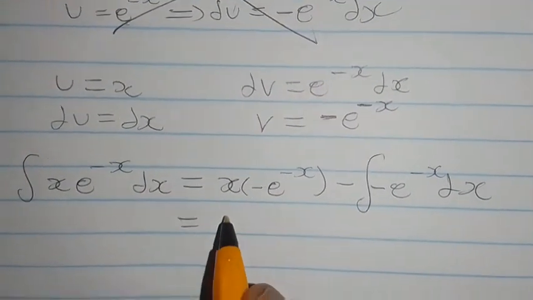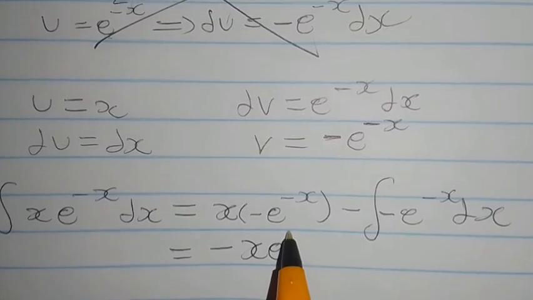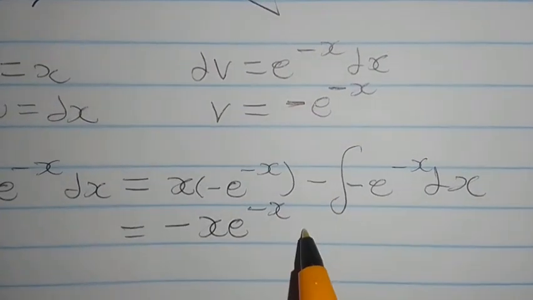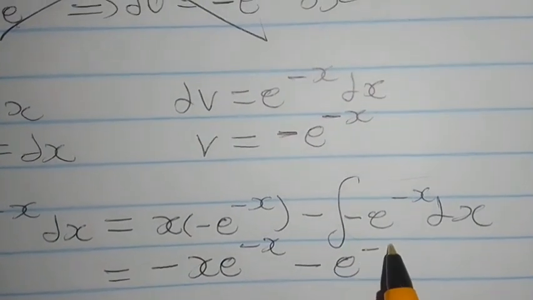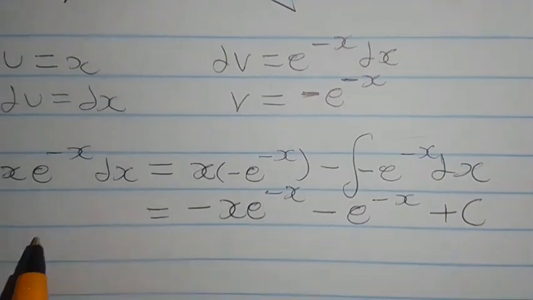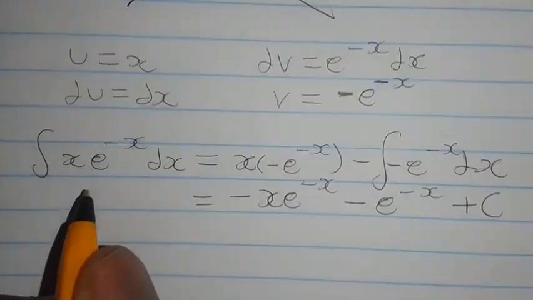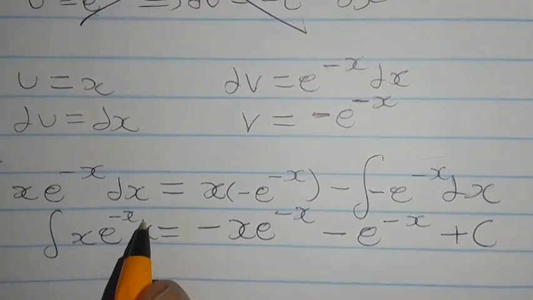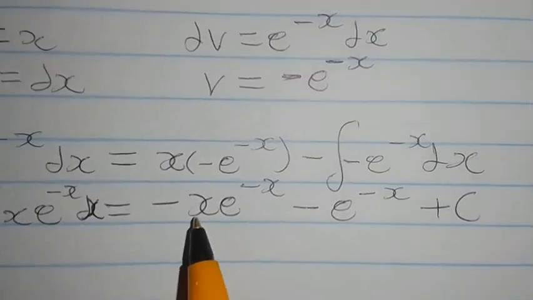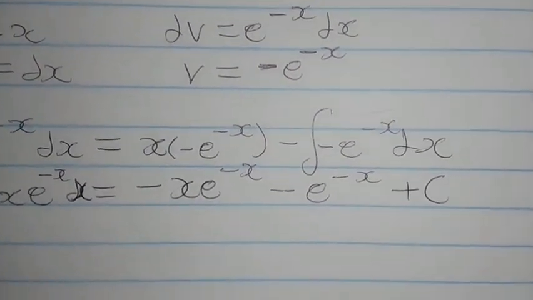So now simplifying this one, you'll have minus xe to the power minus x minus, and now the integral of this one is just going to be positive e to the power minus x, and then you add a constant when you're done. So that will be the integral of xe to the power minus x dx. So it's always best to check if your answer is accurate. Let's check if our answer is accurate.